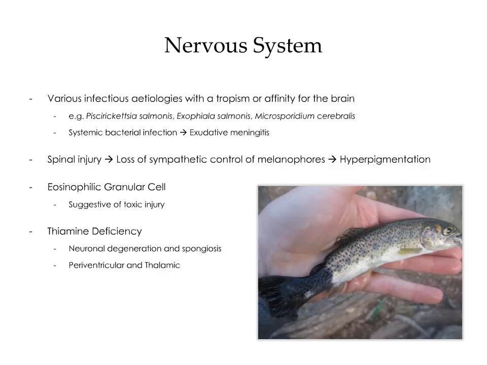The image on the bottom right is an example of Myxobolus cerebralis infection, causing degeneration of the cartilage and injury of the spinal cord as a result of vertebral instability. This is why Myxobolus cerebralis is also known as whirling disease and blacktail. The presence of eosinophilic granular cells within the central nervous system is suggestive of toxic injury to the brain. Thiamine deficiency can result in neuronal degeneration and spongiosis, particularly within the periventricular and thalamic regions.